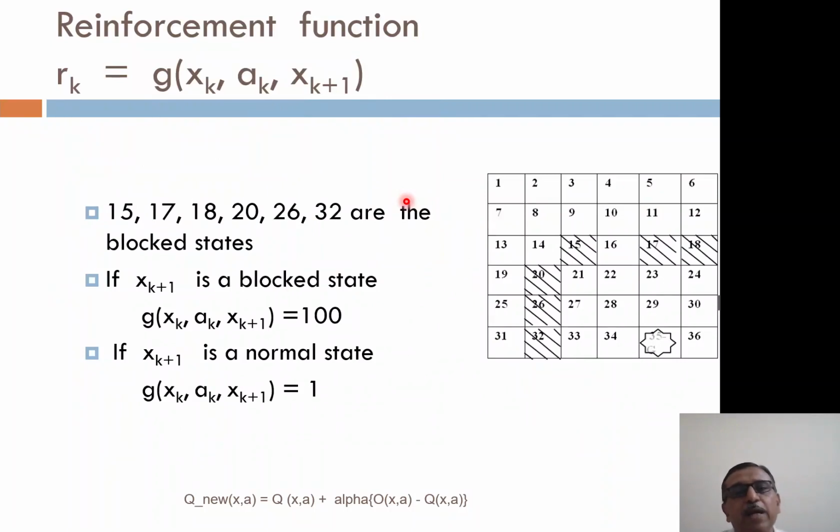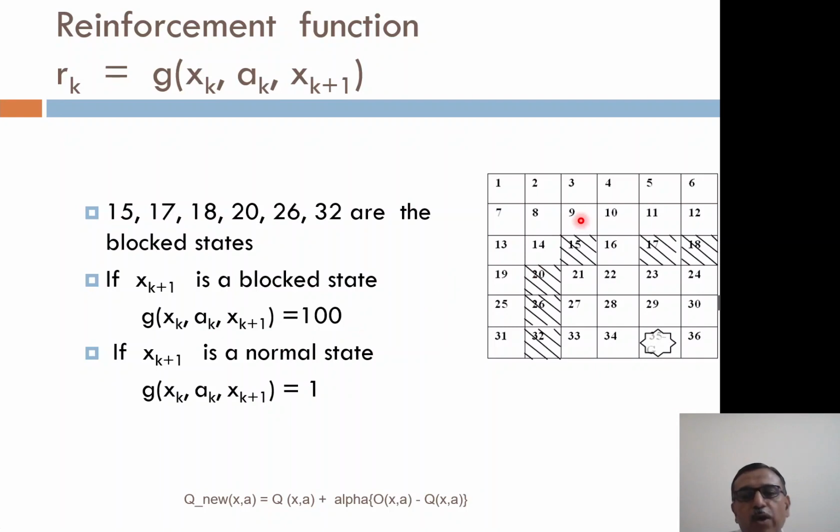Another major design tool for reinforcement learning is the reinforcement function, and we denote it as Rk = G(xk, ak, xk+1). So in this particular problem, 15, 17, 18, 20, 26 and 32 are block states. So this is a design thing, okay. I can design the reinforcement function. This is part of the design. I don't want to hit the block.